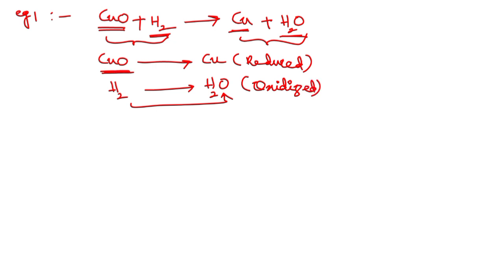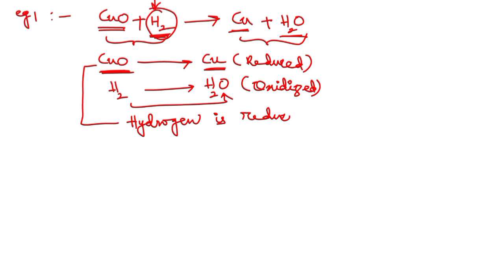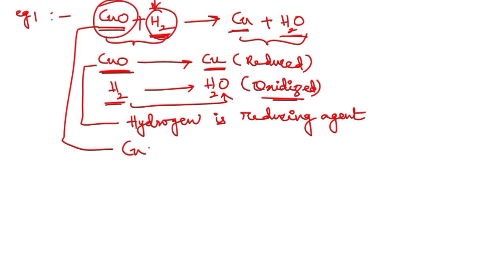The copper oxide is reduced to copper because of hydrogen. If hydrogen is not here in the reaction, then copper oxide will not be reduced. Hydrogen is responsible for the reduction of copper. That's why hydrogen is called the reducing agent. And in a similar way, hydrogen is oxidized because of copper oxide. That's why copper oxide is called the oxidizing agent.